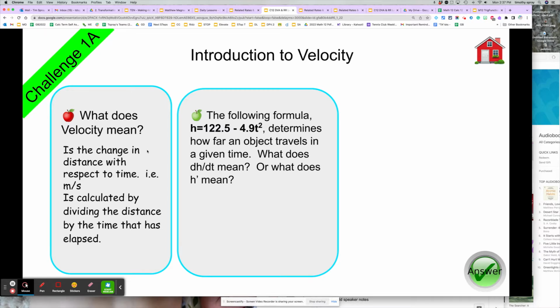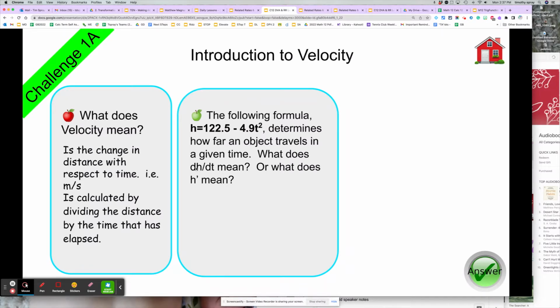So when you get in the car and you start moving, your distance is changing, and depending on how long it takes you to get there would be one way of determining the speed. Now, we know that with driving in a car, the velocity is often changing. So there we go. The following formula determines how far the object travels in a given time.